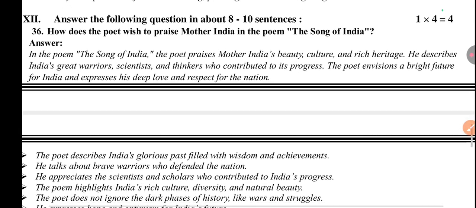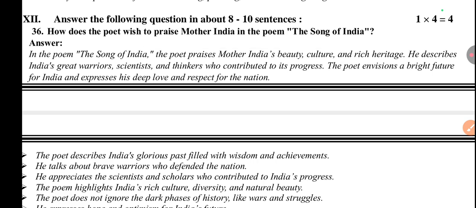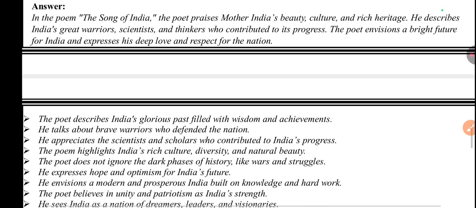Question number 12. Answer the following questions in 8 to 10 sentences. It's a 4 mark question. How does the poet wish to praise Mother India in the poem The Song of India? In the poem The Song of India, the poet praises Mother India's beauty, culture, and rich heritage. He describes India's great warriors, scientists, and thinkers who contributed to its progress. The poet envisions a bright future for India and expresses his deep love and respect for the nation.